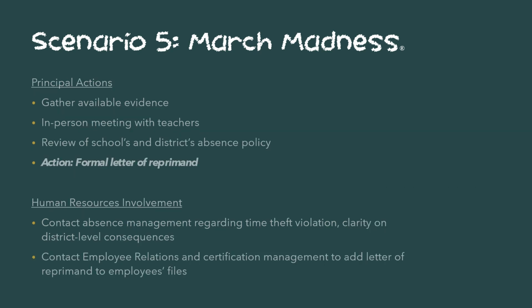In this particular situation, as principal, the first thing I would try to do is gather any available evidence of the teachers attending the basketball game. So this could be a screenshot of a video recording, it could be a video playback that maybe I see, anything that serves as tangible evidence so I can present it to the teachers when we meet in person. During this in-person meeting, again, I'll discuss with them what I saw or what has become public knowledge of them being at this basketball game. And in this meeting, we'll also review the school and district's absence policy so that they can understand how their choice has put them in a situation where they violated the code of ethics for educators.